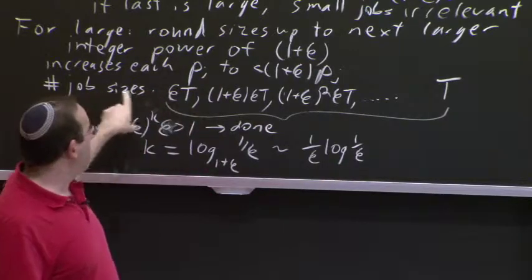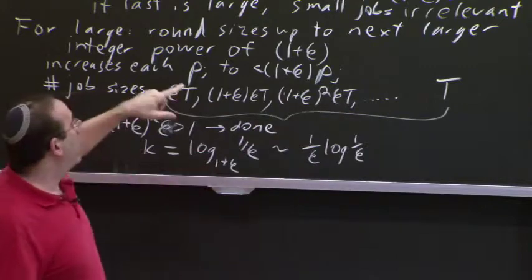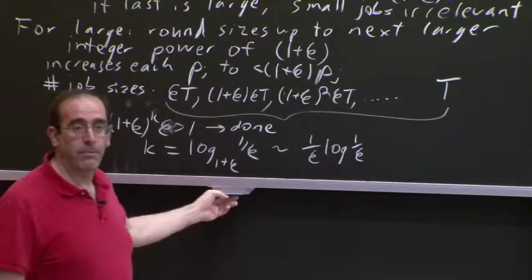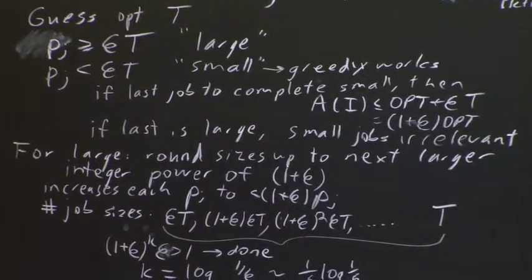And that's the number of job sizes that I will have when I round everything in this way, right?